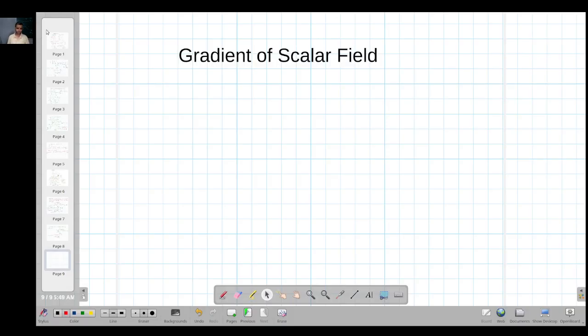So in the earlier lecture I talked about vector and scalar fields. So today I am going to talk about a very important concept, that is gradient of a scalar field, right? So for this, consider a scalar field.